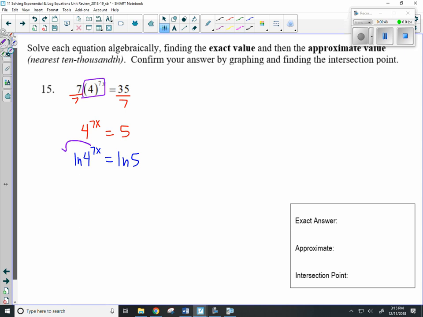So once you put the logs on both sides, again, a lot of times I see people forget to put the log on the right side. So just make sure whatever you do on one side, you got to do the other. So logs on both sides. And then go ahead and take that exponent and move it out front.